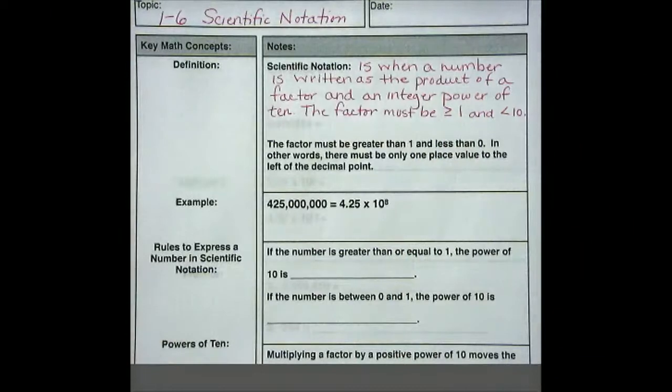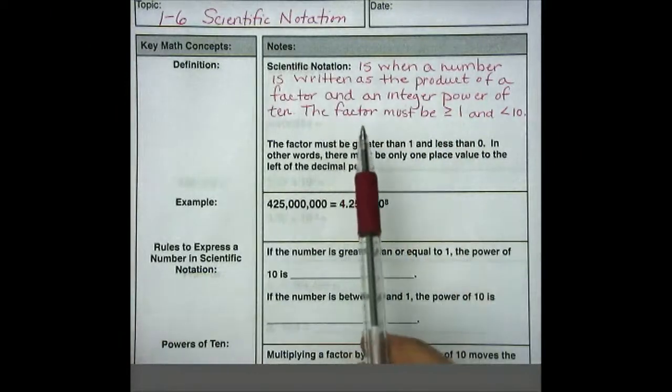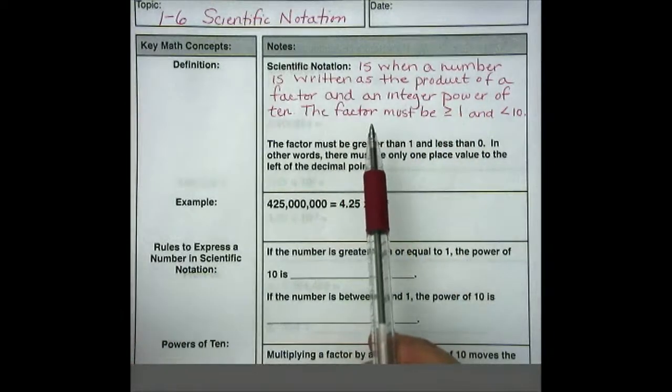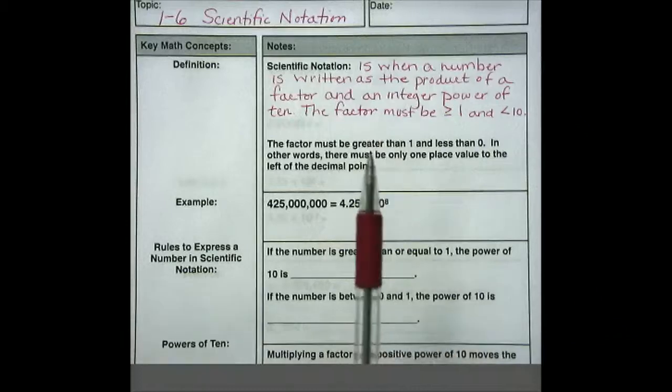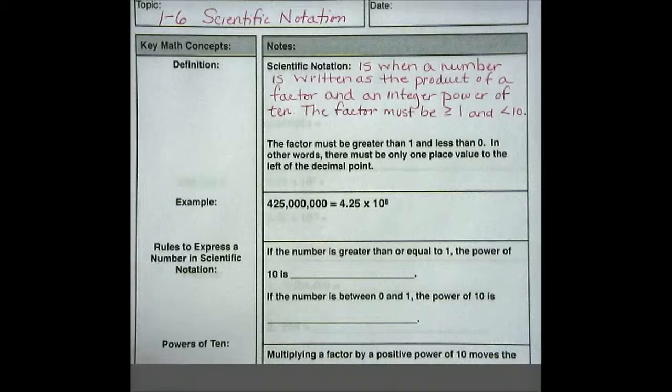Now, in simple terms, that means there should be only one number to the left of your decimal point, okay? So it's going to be greater than or equal to 1. It's going to be less than 10. So you need to have one number to the left of the decimal point.